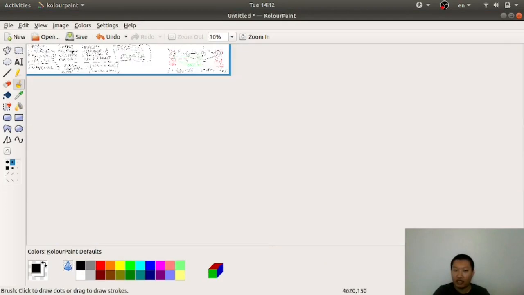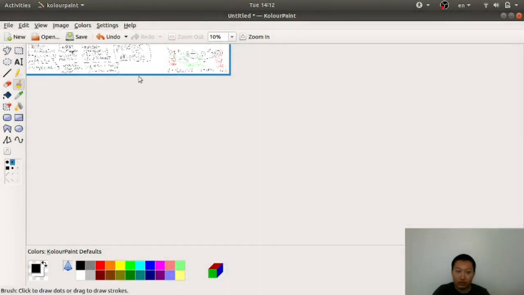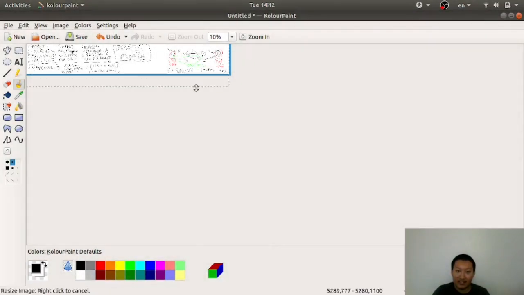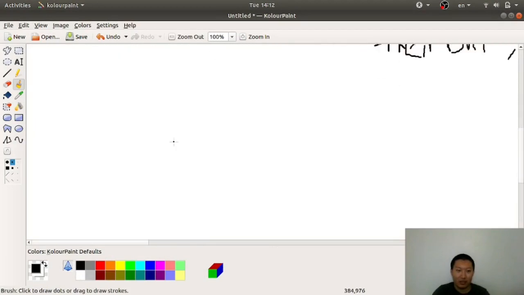So let me just add a little bit more space. Great. Oh my god. Paint doesn't like me trying to make the image this big. Okay. So the proof is going to look something like this.